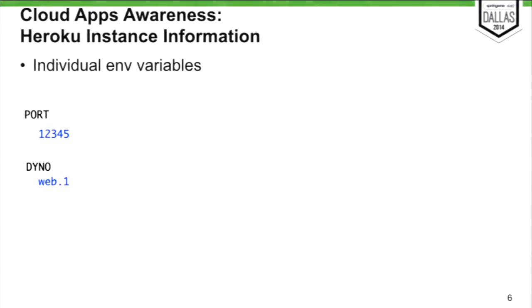Things change between cloud vendors, cloud platforms. So in this case, Heroku does not expose as rich information, and we'll see the implication of that as we proceed through. It only really exposes the port to which your application is bound and the application ID through a variable called dyno.